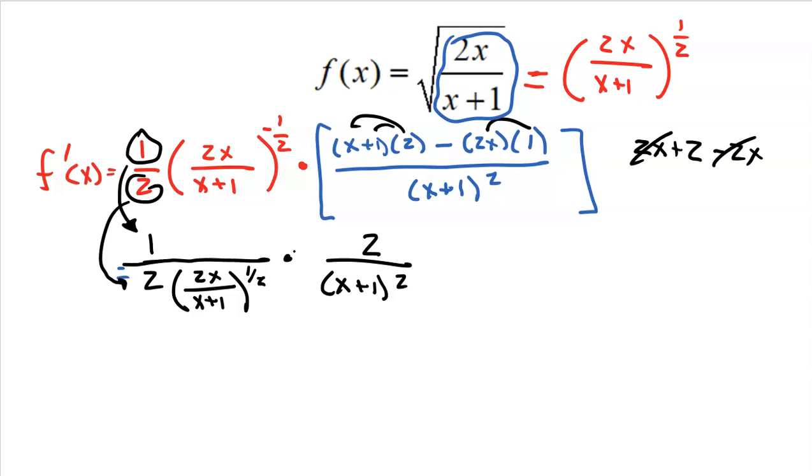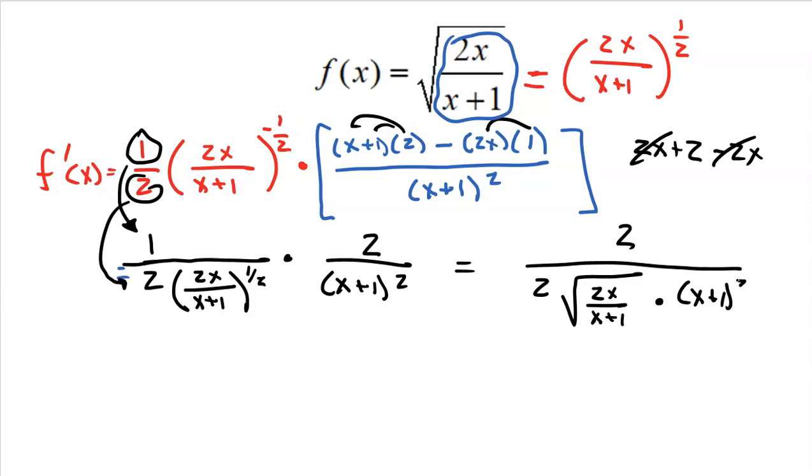Okay, now I can multiply. Now, when you multiply, you do not need a common denominator, just multiply. So multiplying straight across the top, 1 times 2 is 2. Straight across the bottom, oh boy, okay, I have a 2 times the square root of 2x over x plus 1 times x plus 1 squared.